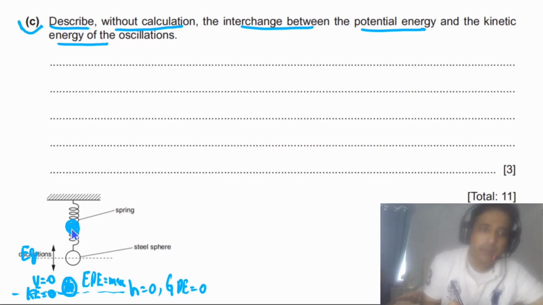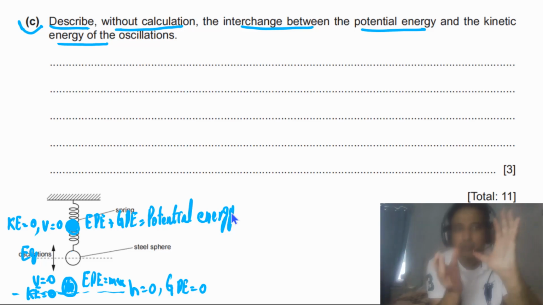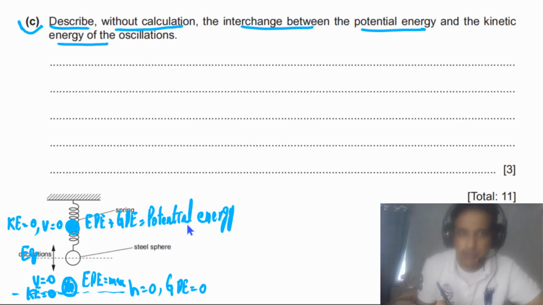And when the sphere is at the top position, again the direction will be changing, so it will be at rest. So V will be 0. So kinetic energy at this point also will be equal to 0. And at this point, the sphere will have elastic potential energy plus gravitational potential energy, and this is simply potential energy. So when we are talking about potential energy, we are talking about the sum of EPE and GPE.